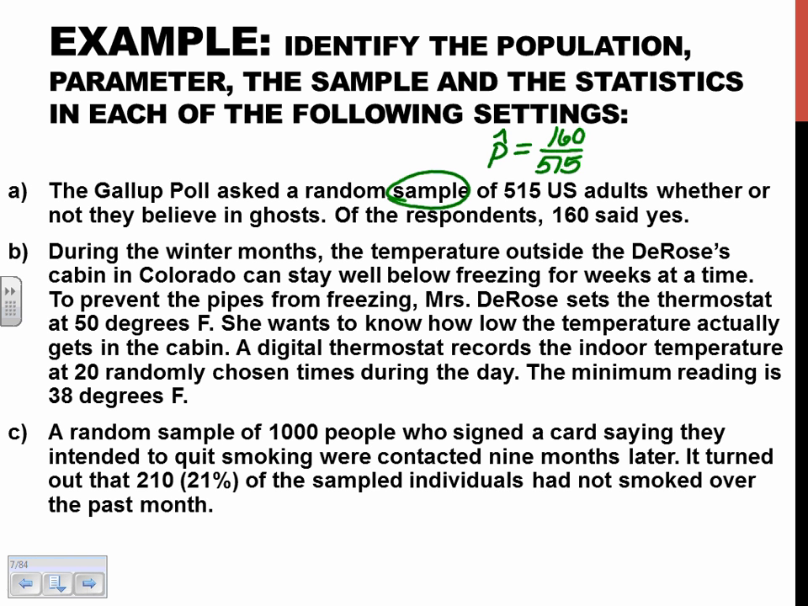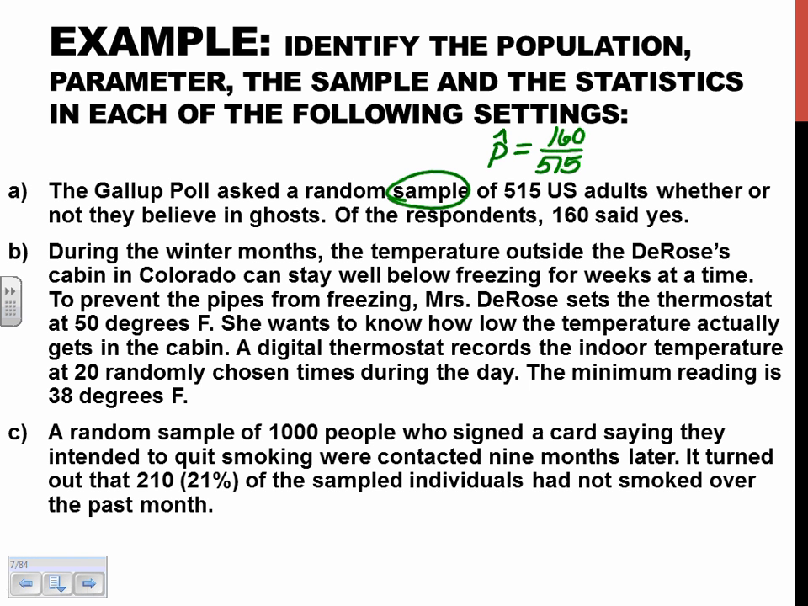Okay, B. During the winter months, the temperature outside the DeRosa's cabin in Colorado, I really don't have a cabin, can stay well below freezing for weeks at a time. To prevent the pipes from freezing, Ms. DeRosa sets the thermostat at 50 degrees Fahrenheit. She wants to know how low the temperature actually gets in the cabin. A digital thermostat records the indoor temperature at 20 randomly chosen times during the day. The minimum reading is 38 degrees Fahrenheit.